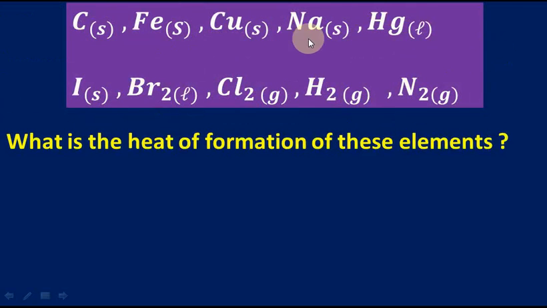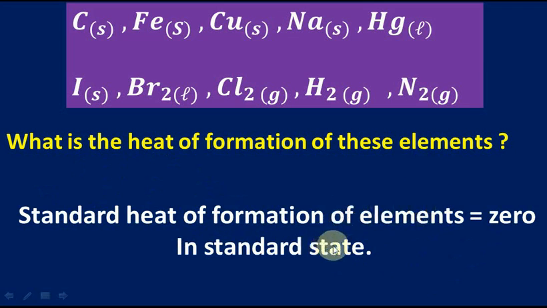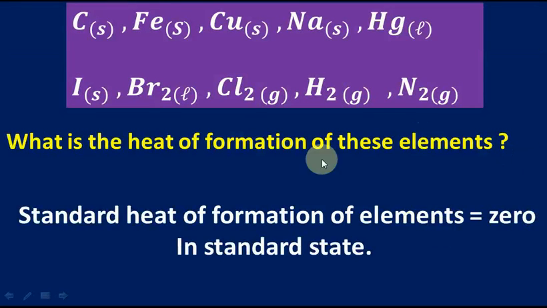What is the heat of formation of these elements? It will be zero. Zero in standard state. The standard state of carbon is graphite. Iron is a solid, and iodine is also solid. Mercury is in liquid state, nitrogen in gas state, chlorine in gas state, and so on. So the heat of formation of these elements is zero in standard conditions. Very good. We will need this information in solving problems.